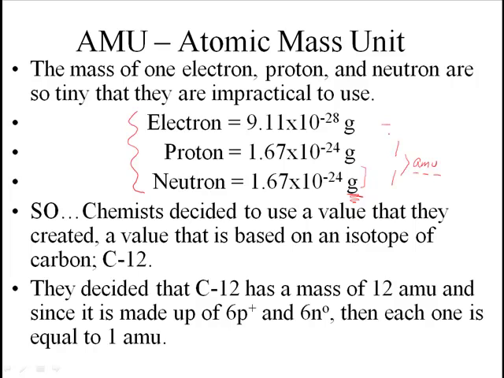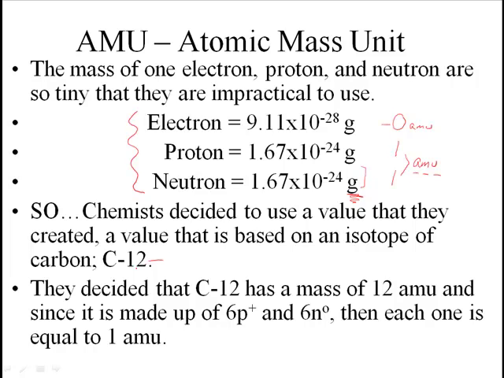And electrons are unbelievably small. We're going to say that they don't even count. We'll say that they're equal to 0 AMUs. Okay? So chemists decided to use a value that they created, this AMU stuff, and it's a value that's based on the isotope of carbon-12.